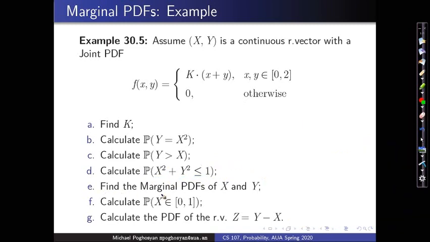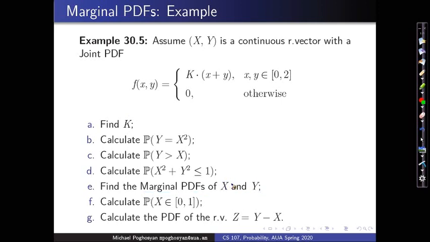Now, find the marginal PDFs of x and y. This is important, so I want to calculate these marginal PDFs. I will not obtain the final form because I need to plug in the value of k, but I will obtain it in terms of k. I will do that for x, and because the function is symmetric and the region is symmetric with respect to x and y, I will get the same for the marginal PDF of y.